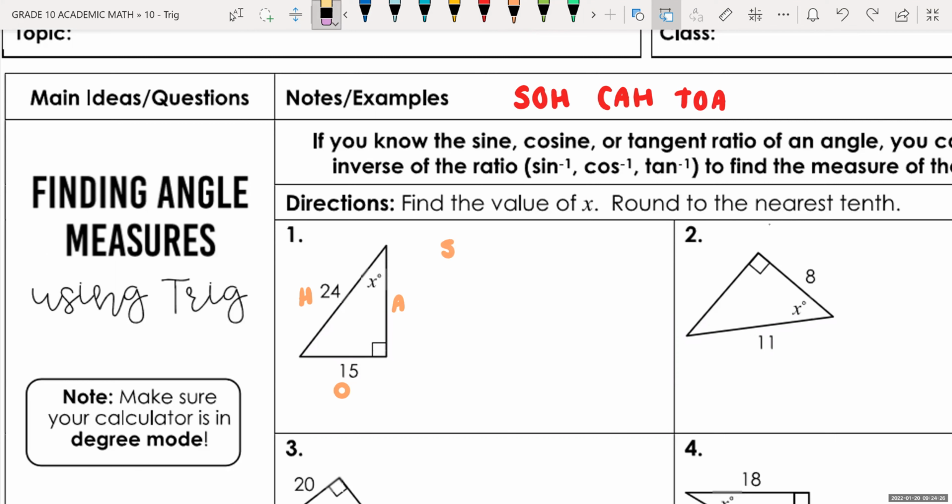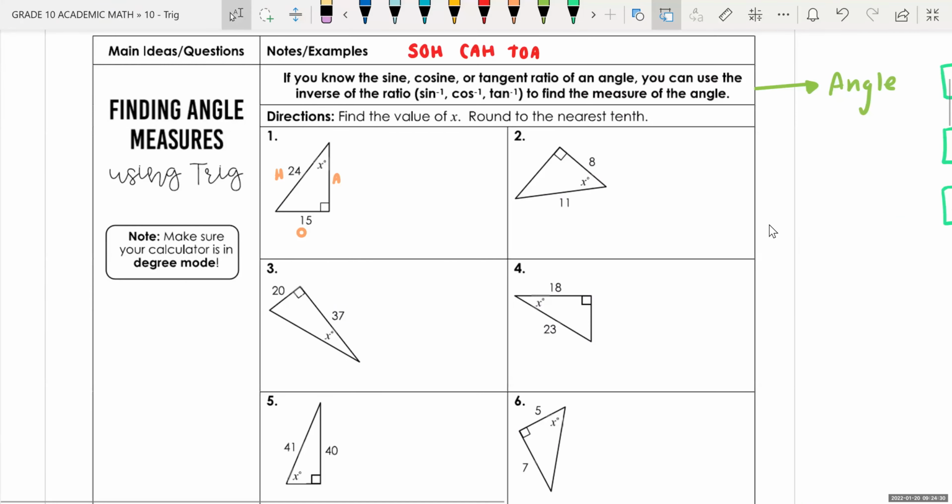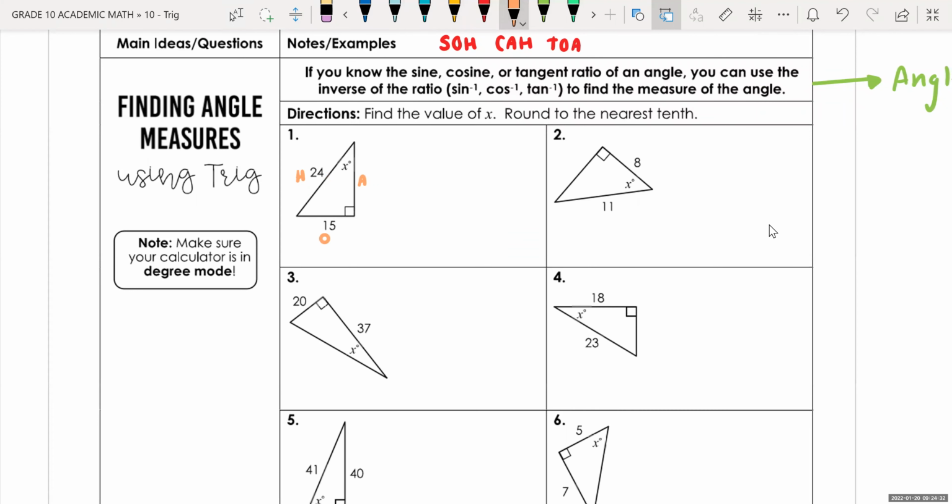So we're going to go ahead and write our formula, which is sine theta. So sine theta is equal to opposite over hypotenuse. We're going to put in the information we know. We don't know what theta is. They've labeled it X. You can label it X or you can keep it as theta. But we do know the opposite side length, it's 15. We do know the hypotenuse, it's 24.